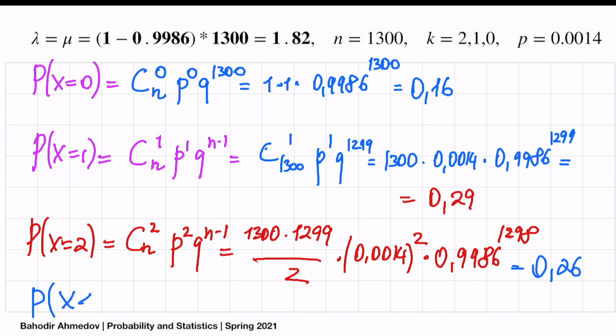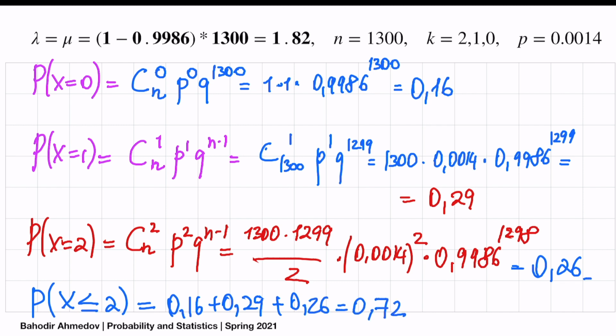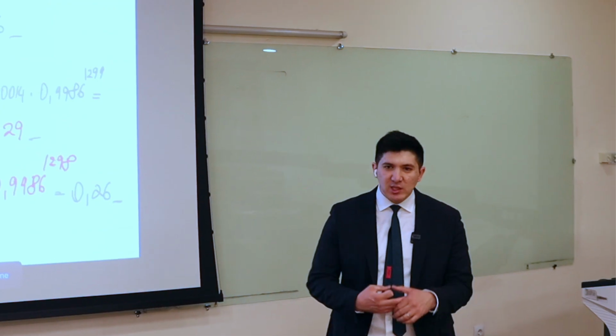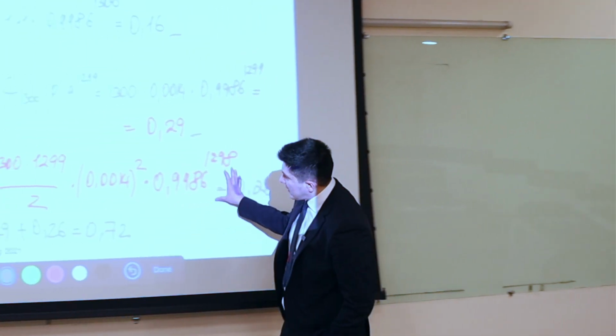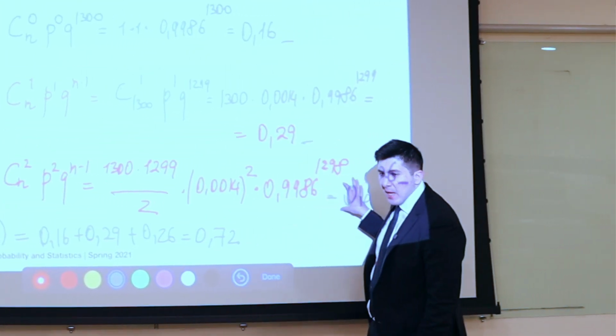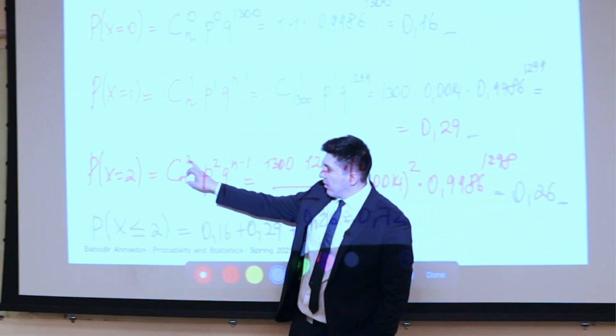Can you add the three values? The probability the company will be in profit is x smaller than 2. It's the sum of these numbers, 0.16 plus 0.29 plus 0.26. What is this? 0.72? It should be 0.72, because we didn't put in the exact values here. If you calculate this a little bit more precisely, you're going to get 0.72. Very close results. And you see, calculating this using the binomial distribution, especially when n is huge, is very difficult.